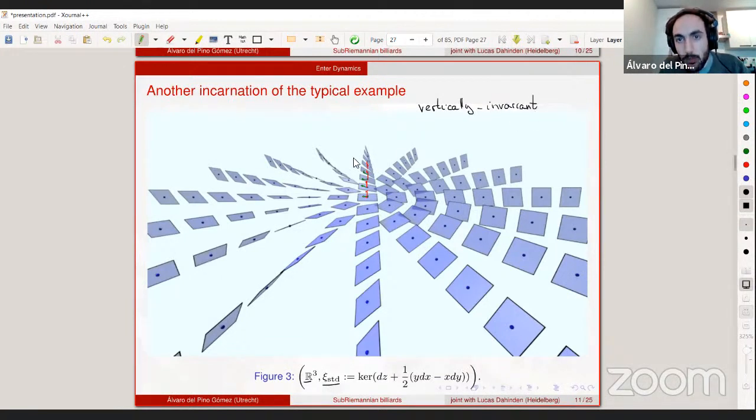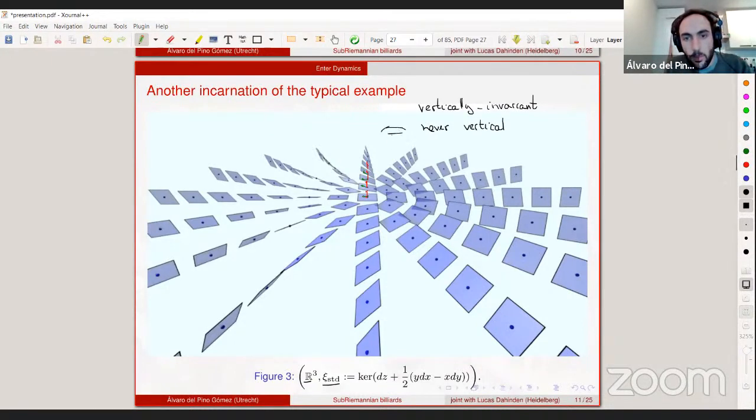And more important for the next slide, it's never vertical. So never vertical means that these planes get more slopey as I go to infinity, but they never become truly vertical. So this implies that they always project nicely to R2.